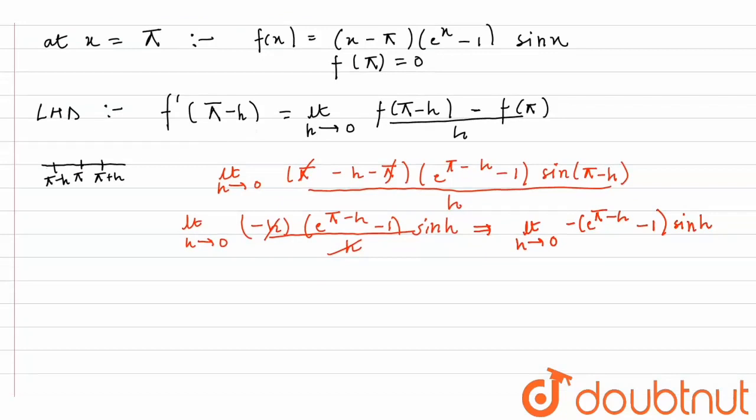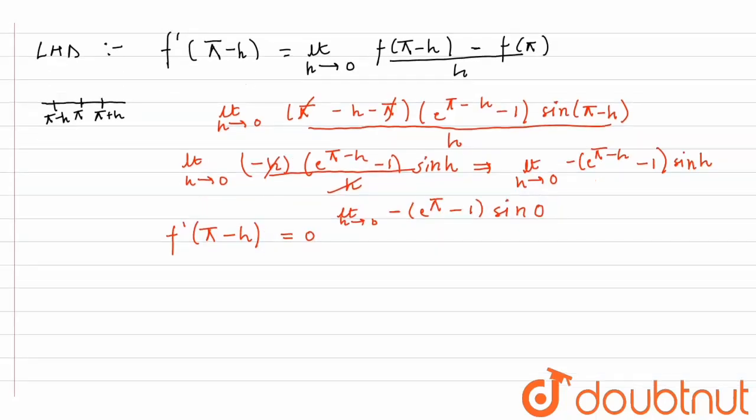Okay, now we put the value of limit h tends to 0. So the LHD becomes 0 only, because limit h tends to 0 of -(e^pi - 1) sin of 0. So sin 0 is 0 only. So the LHD is 0.